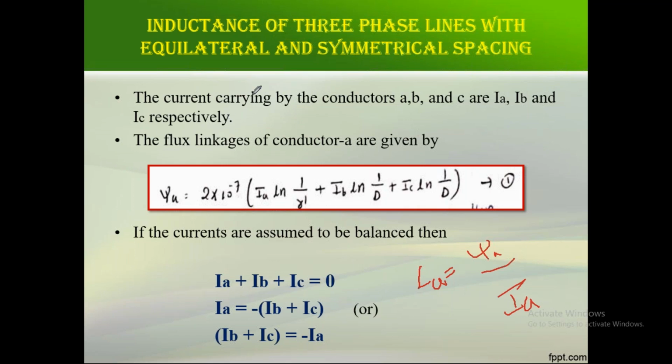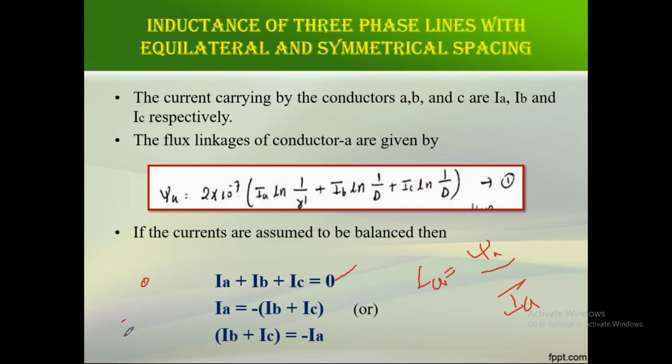Now, the currents carried by the conductors A, B and C are IA, IB, IC respectively. These are in balanced condition. When all the currents are balanced, the condition is IA plus IB plus IC equals 0. That is the reason we call it a balanced condition. Now this is the equation of flux linkage of conductor A. Let me see how it will come, right?